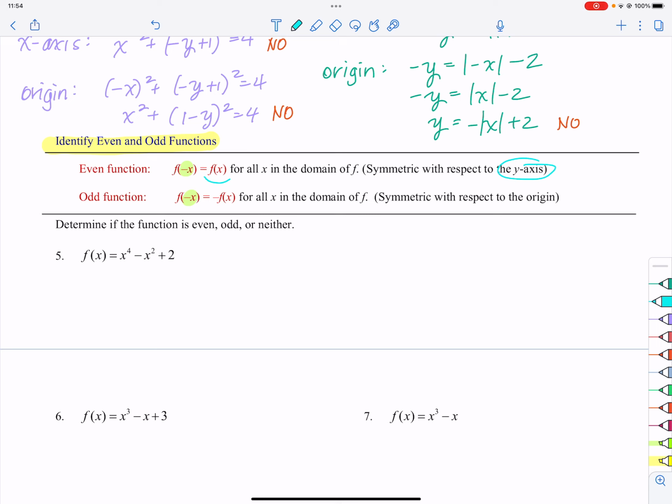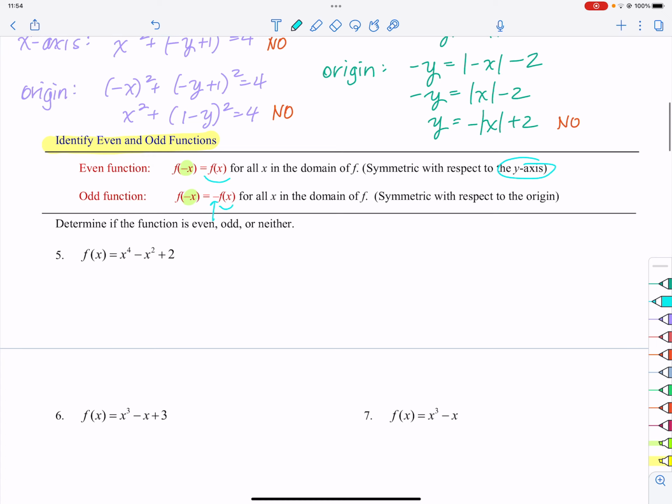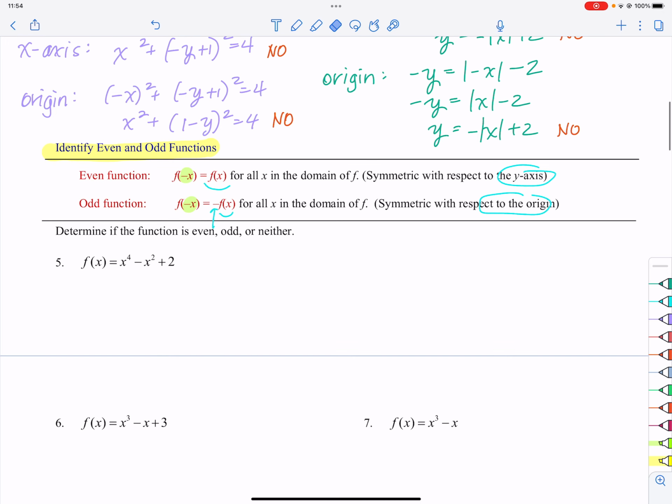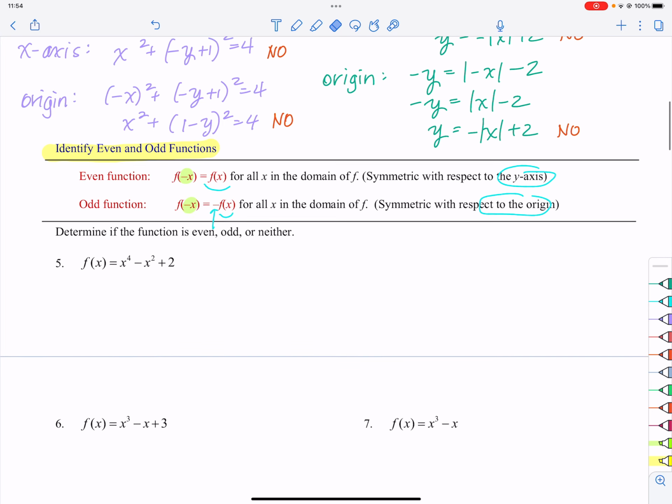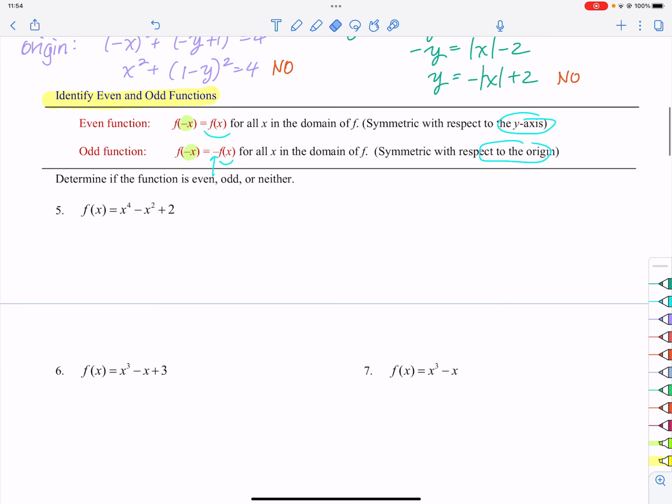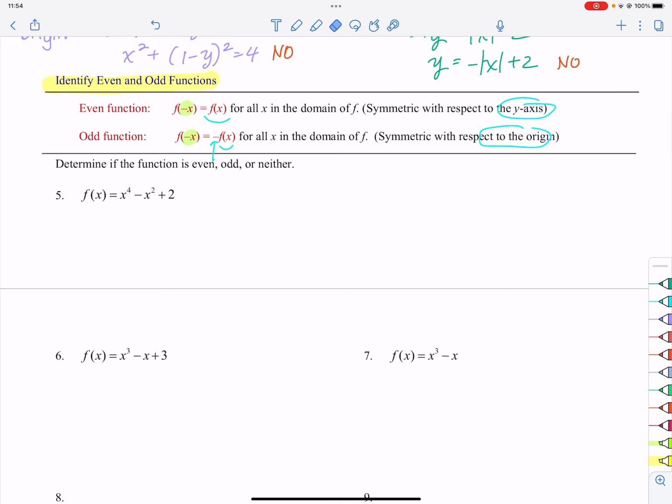If we replace x with the opposite of x and we come up with the opposite of what we started with, we will have symmetry with respect to the origin, okay? And if neither of those are the cases, we will write neither. So it has to be even, odd, or neither. So let's begin with number 5, and we're going to go ahead and just plug in the opposite of x.